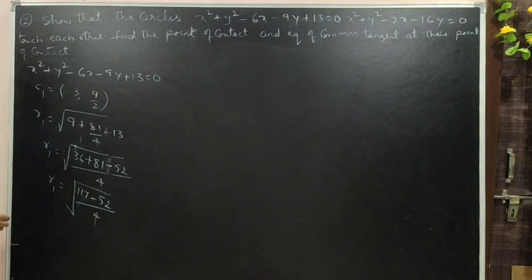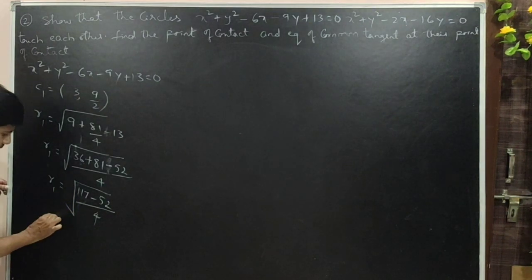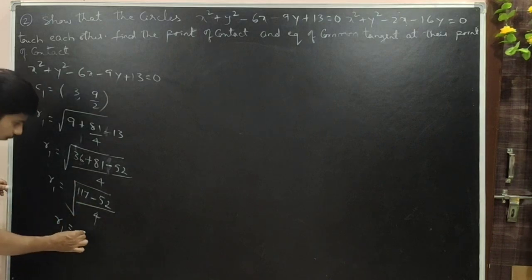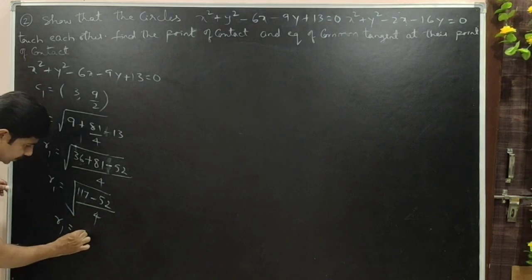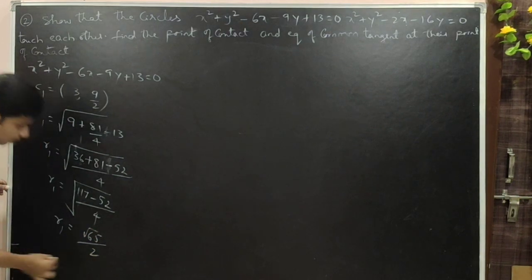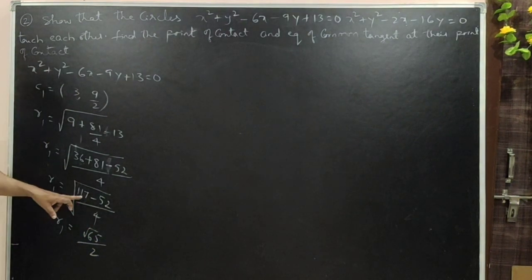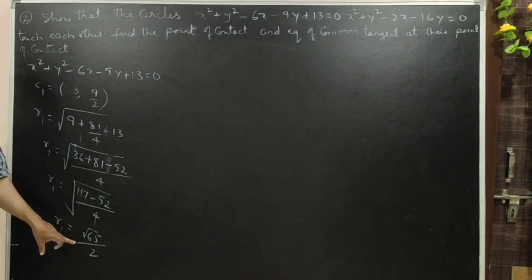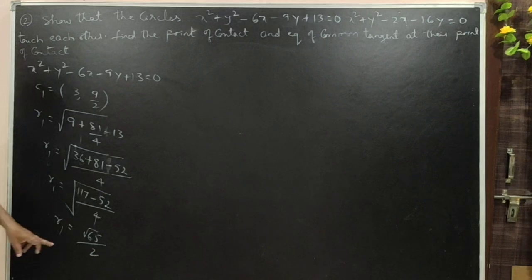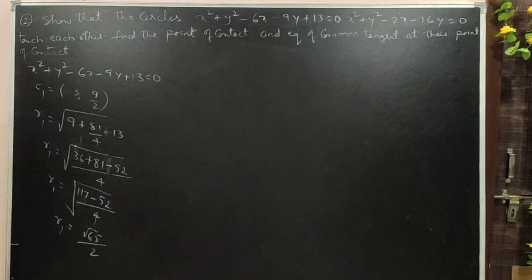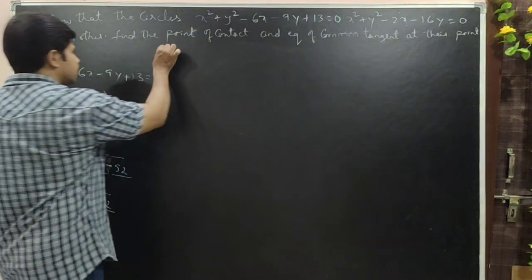So R1 is equal to, what we get is 117 minus 52, we get root 65 by 2, okay? See, root 65 by 4 actually. I am splitting the root. So it is root 65 by 2. So what is R1 we are getting? It is root 65 by 2. Okay. So next, we go to the next equation of the circle.